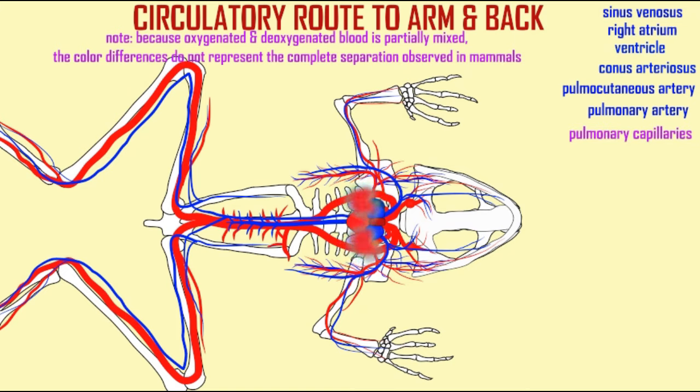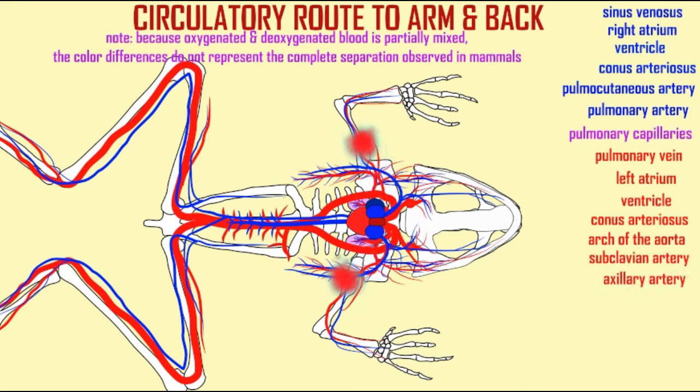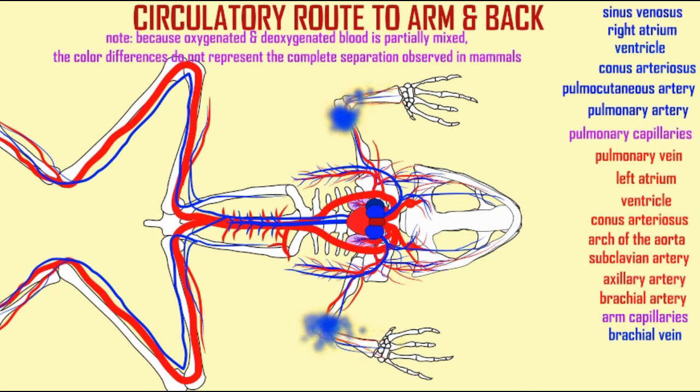From there, it would pass into the arch of the aorta, one of the two systemic arches, which will later fuse to form the dorsal aorta. Off of the arch of the aorta on each side comes a subclavian artery, which then passes into the armpit region and becomes the axillary artery. Then the brachial artery, which can then subdivide in different parts of the arm and form a variety of capillaries where gas exchange occurs.